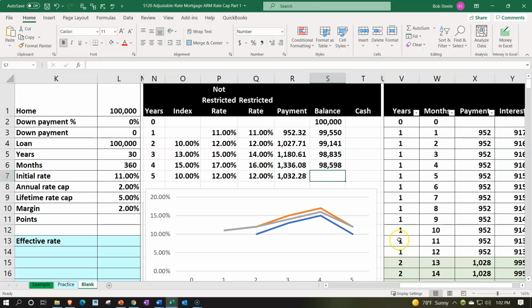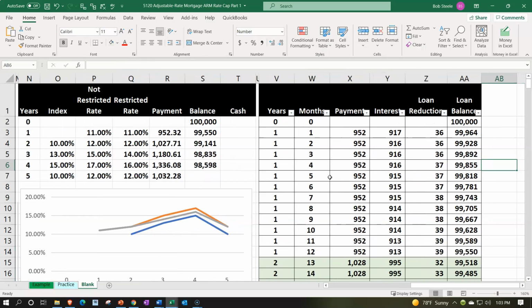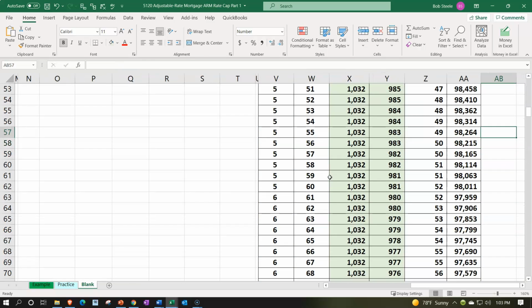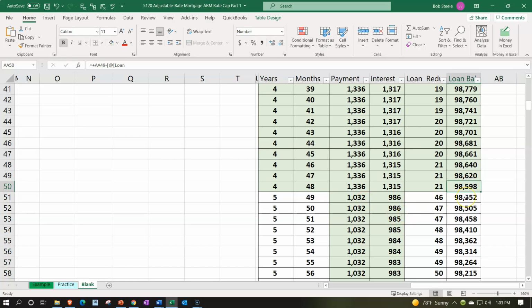I think that's it. So there we have it. We got the 98598. If I was to copy that down, I think it's populating properly. Let's double check it. I'm going to delete that last one, double check that last 98598 at the bottom of year 4. Year 4 ending at 98598 looks good. There we go.